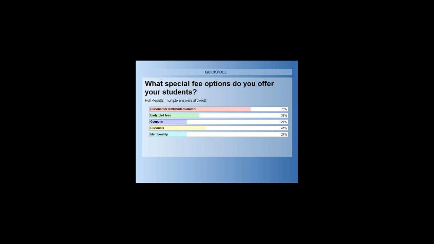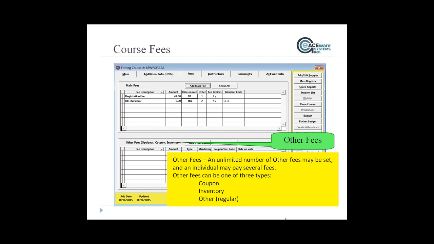And the answer is, I can't see that here. Discounts for students and staff is our big winner there. Coupons has about 27% of the people using it. But discounts for students and staff wins hands down. Good. Well, then we might take a minute and actually touch on a couple things with that toward the end of the session here. I think we're doing pretty good time-wise. Thank you, Lori, and thanks, folks, for participating.